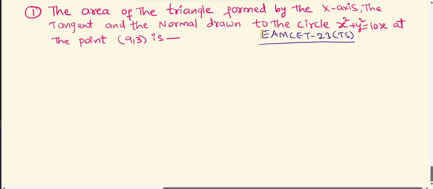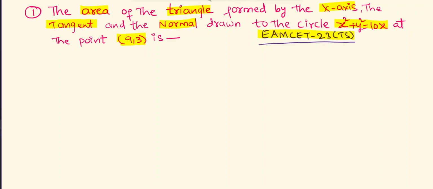This is the first question from circles, EAPCET 2023 TS. The area of the triangle formed by the x-axis and the tangent and the normal drawn to the circle x square plus y square is equal to 10x at the point (9, 3) is dash.